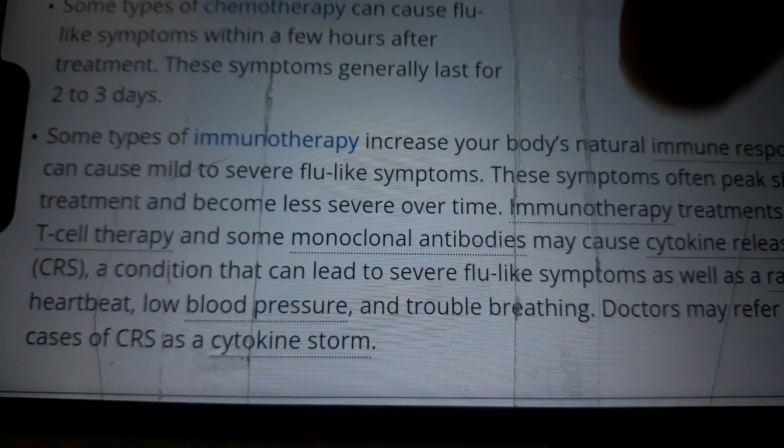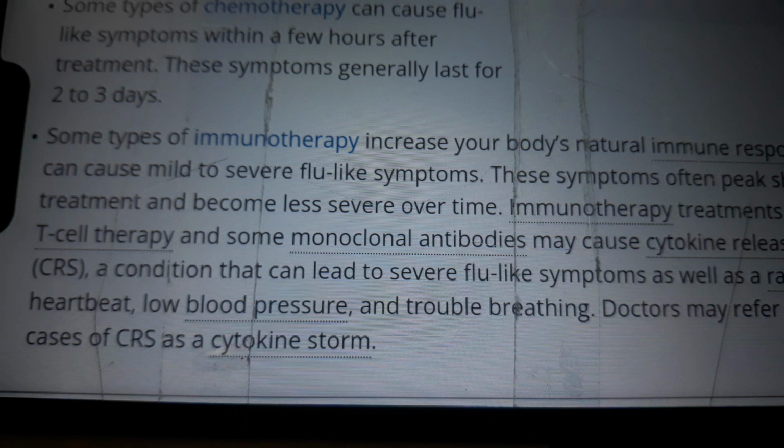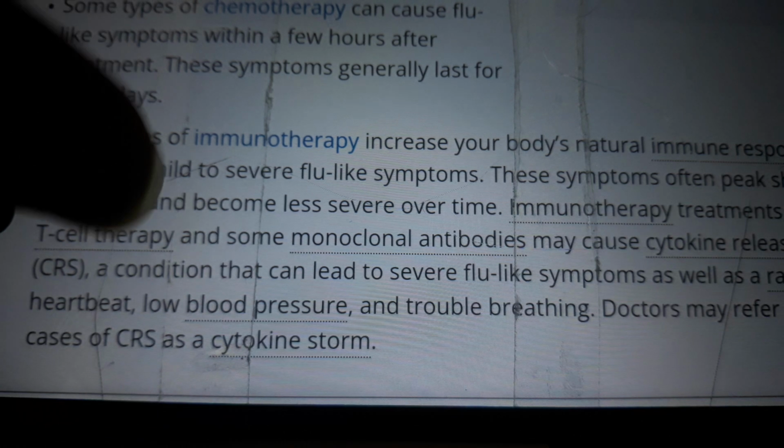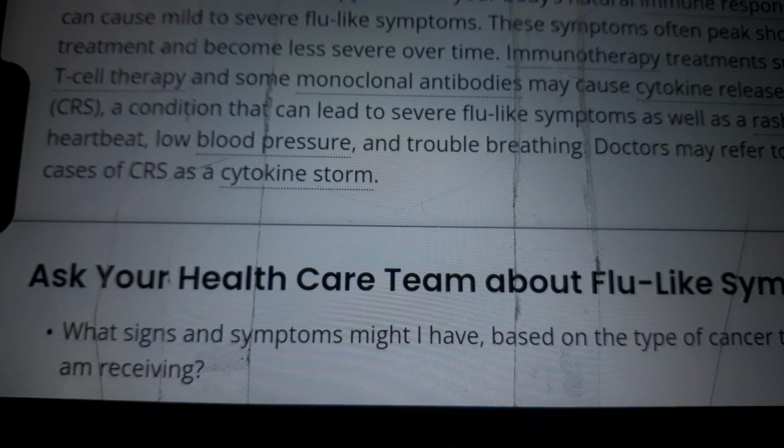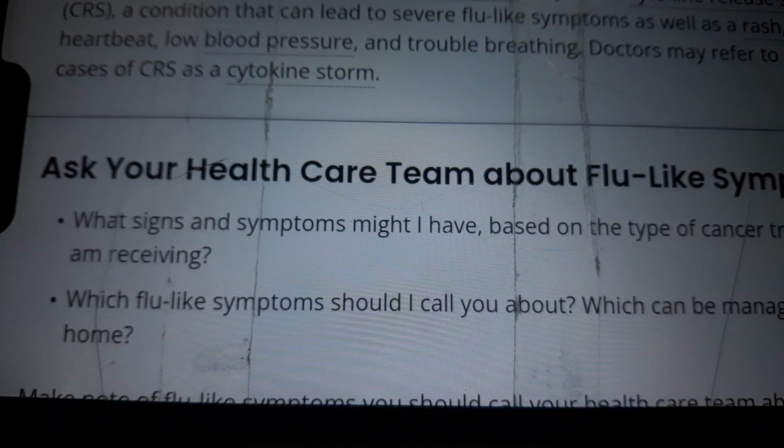Right, we go to the next kind of therapy. Some types of immunotherapy increase the body's natural immune response, which can cause mild to severe flu-like symptoms. These symptoms often peak shortly after treatment and become less severe over time. Immunotherapy treatments such as CAR T-cell therapy and some monoclonal antibodies may cause cytokine release syndrome, CRS, a condition that can lead to severe flu-like symptoms, as well as a rash, rapid heartbeat, low blood pressure, and trouble breathing. Doctors may refer to severe cases of CRS as a cytokine storm.